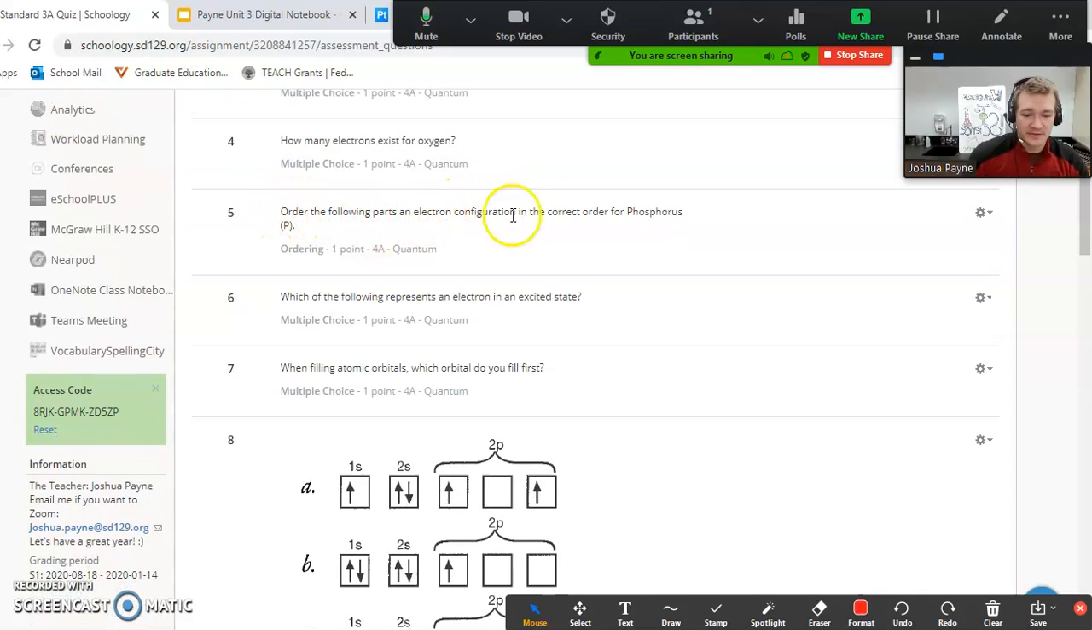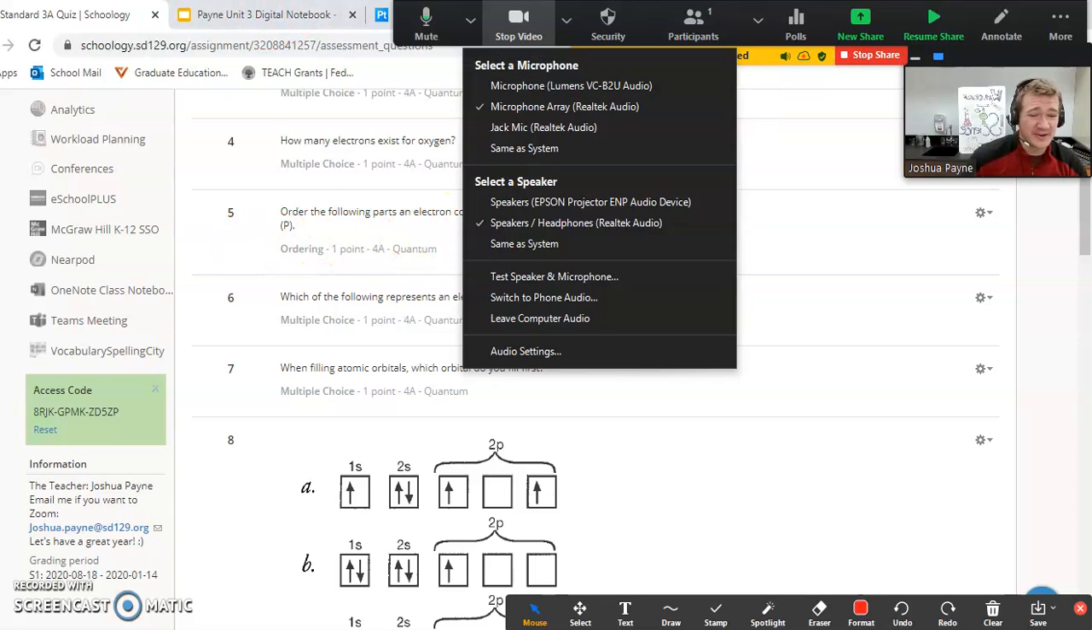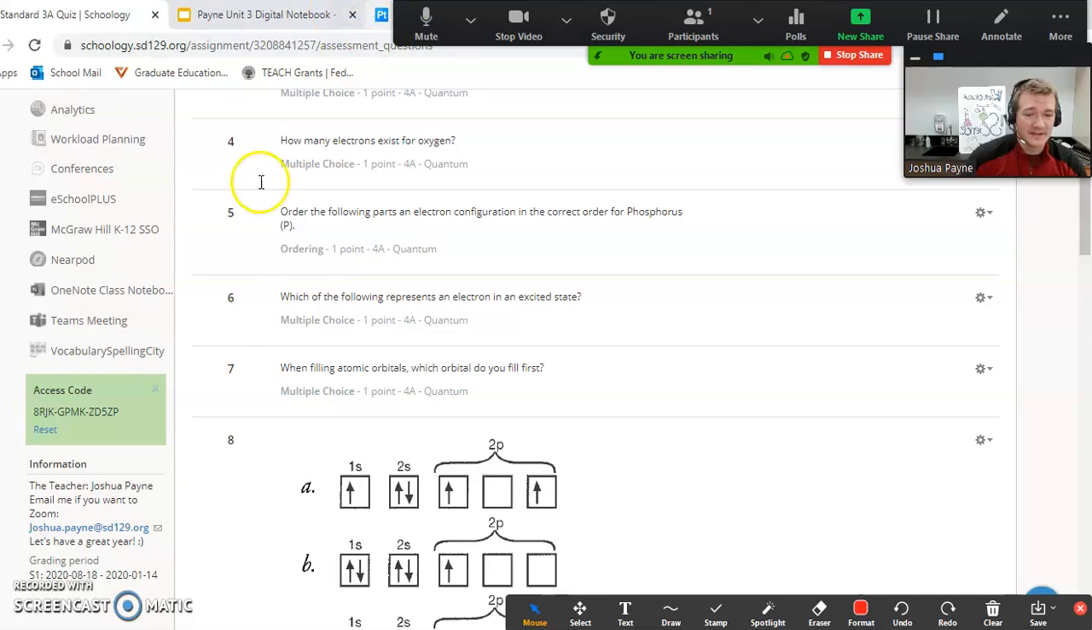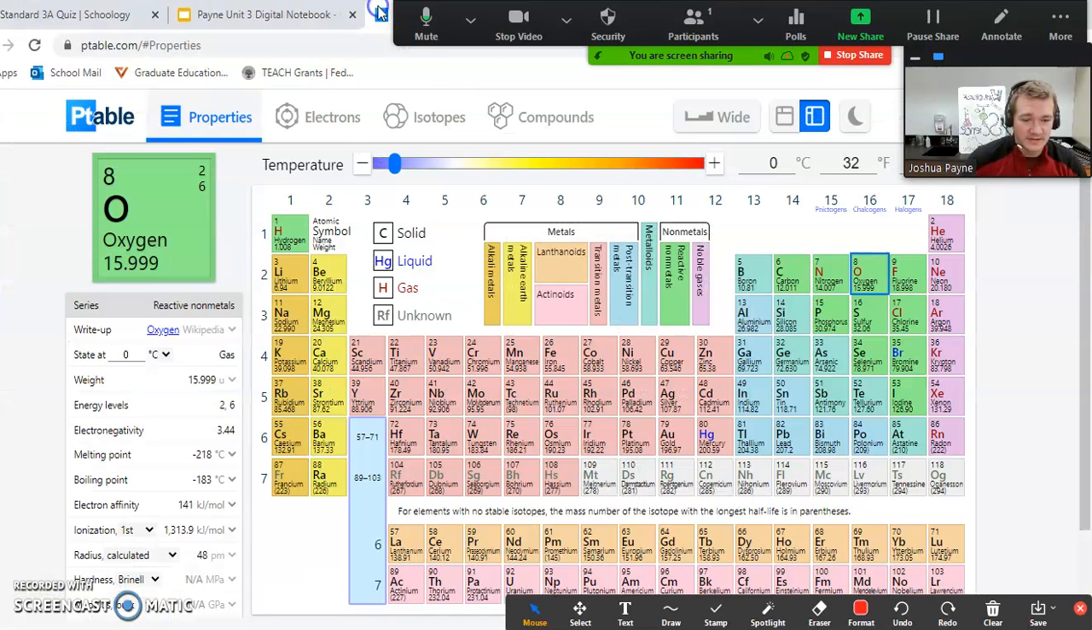Order the following parts of an electron configuration for phosphorus. Okay, so let's just make it easier on ourselves instead of going into the answer. Let's just write out the electron configuration for phosphorus. So what I recommend is going to the periodic table and finding your target. So we want to be at phosphorus, right here. Now what we need to do is essentially work our way to here by reading left to right on the periodic table. So let's do it.